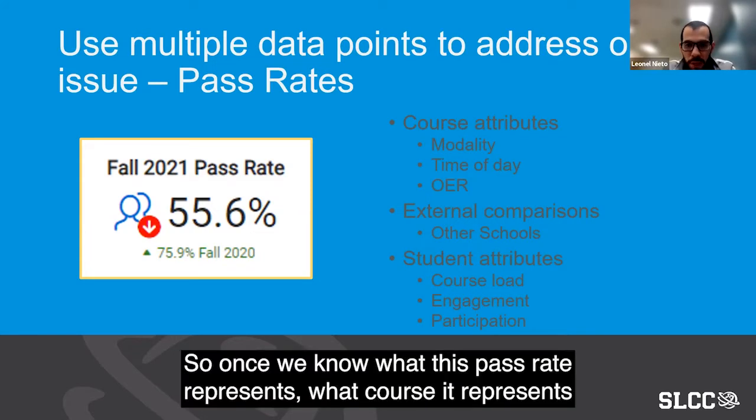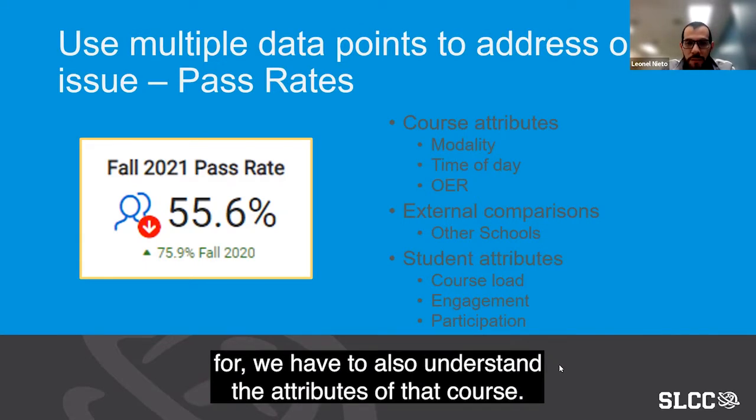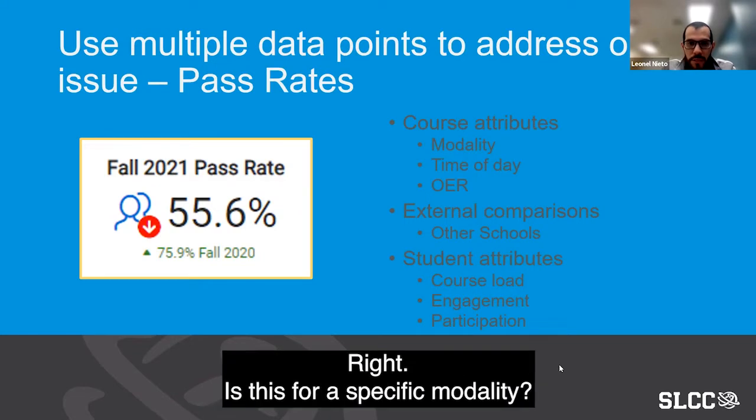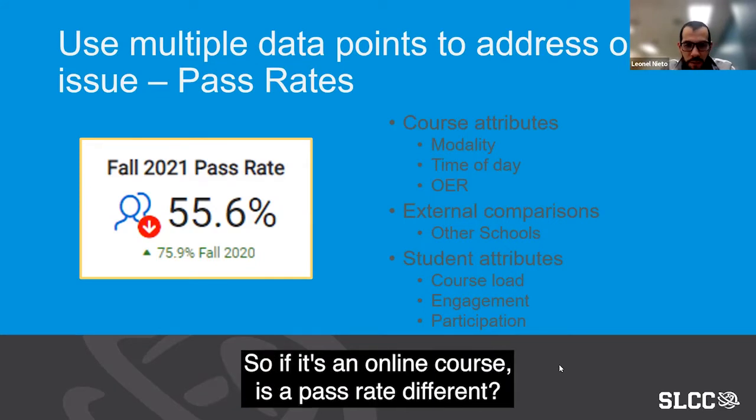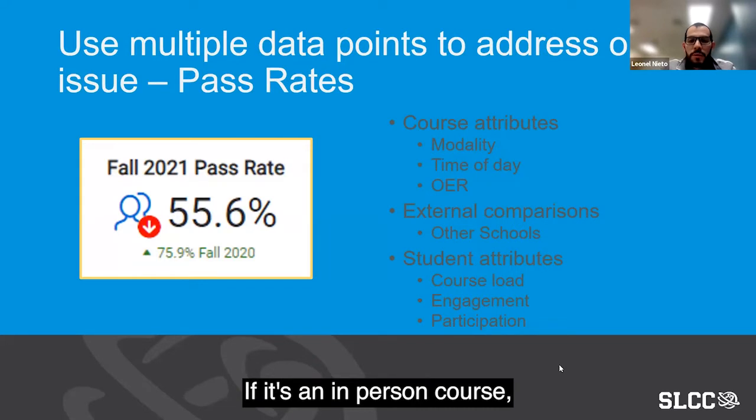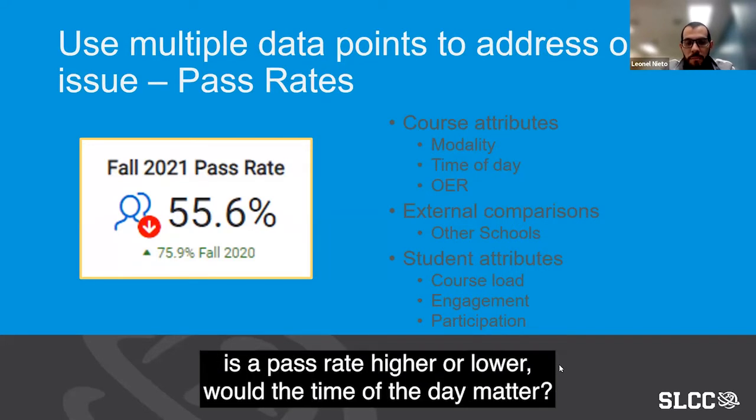So once we know what this pass rate represents, what courses it represents, we also have to understand the attributes of that course, right? Is this for a specific modality? Or if it's not, what does it look like for a different type of modality? So if it's an online course, is the pass rate different? If it's an in-person course, is the pass rate higher or lower?